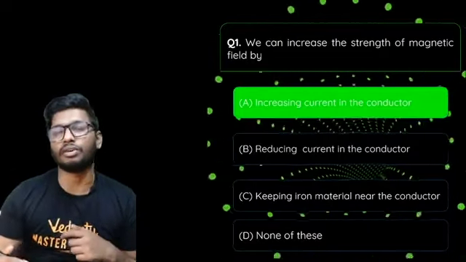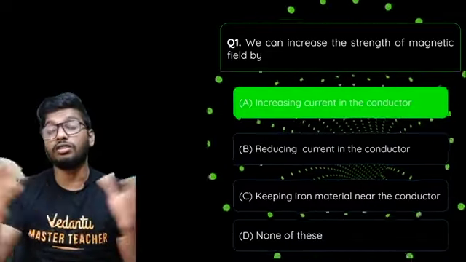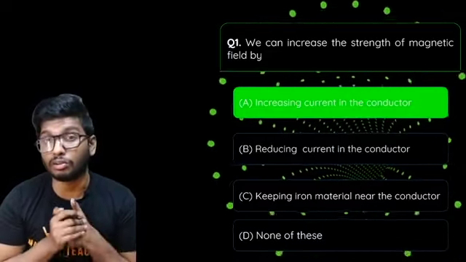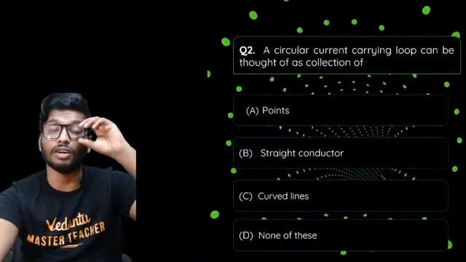By increasing the current through a conductor, you can actually increase the magnetic field. So the more the current is passing through it, the more the strength of the magnetic field would also be. So if you increase the current, the magnetic field would also increase. The strength of the magnetic field also increases.